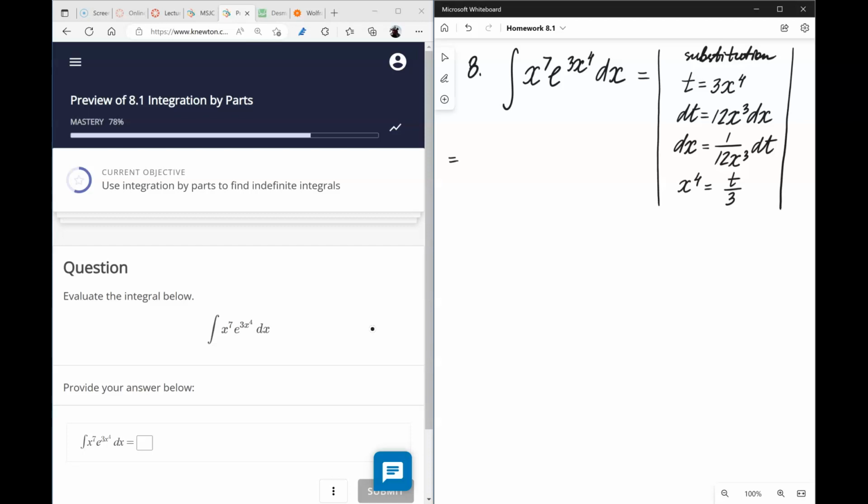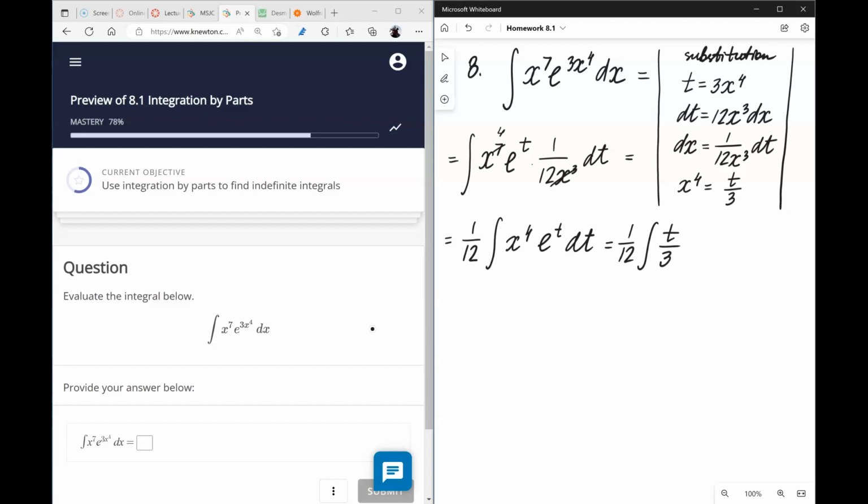Now, let's continue here. We now have the integral of x to the 7 e to the t. Instead of dx, I'm going to write 1 over 12x cubed dt. Now, pay attention here. 1/12 goes outside. x cubed and x to the 7 cancel, so this becomes x to the 4 e to the t dt, but x to the 4 is t over 3, so here's the final answer. And now 1/3 goes outside, so it's now 1 over 36, integral of t e to the t dt. And this is our new problem.